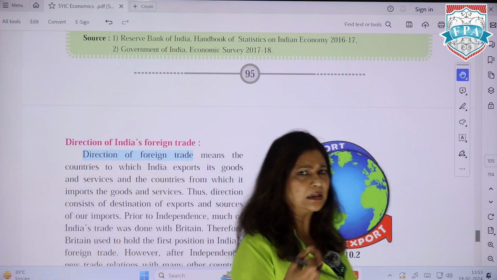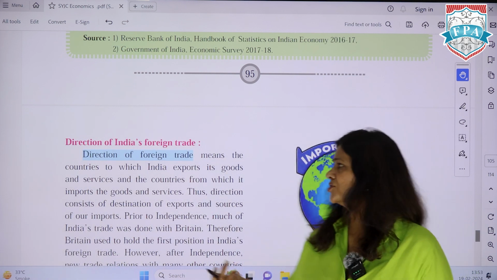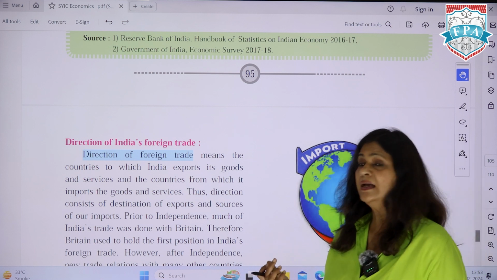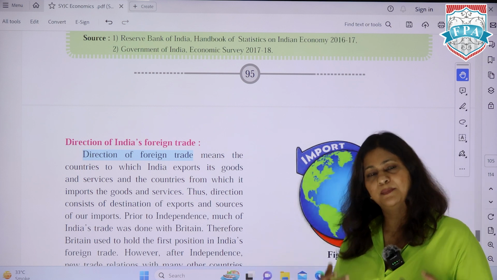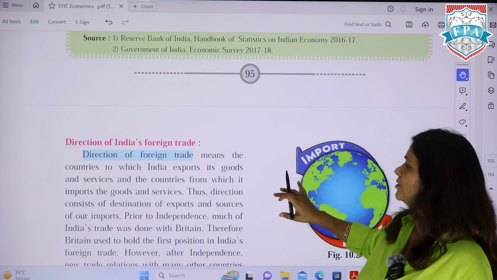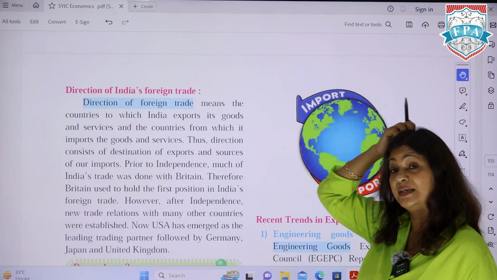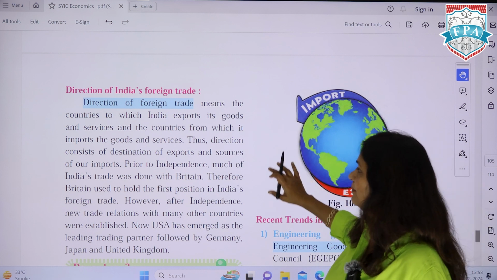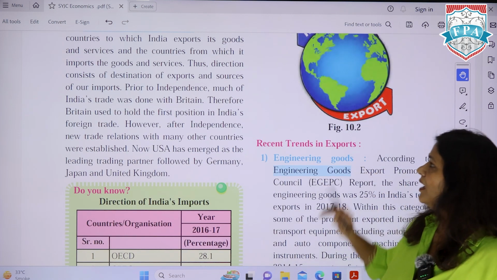Now, एक 2 marker के लिए direction of foreign trade. So, direction of foreign trade का मतलब होता है कि किस countries से हम import कर रहे हैं और किस countries को हम export कर रहे हैं. That's known as direction. So, direction of foreign trade means the countries to which India is exporting its goods and importing goods and services, right?